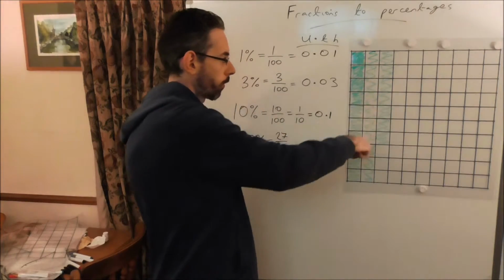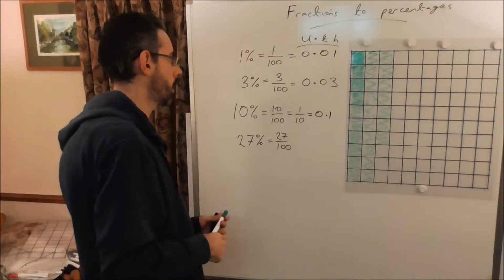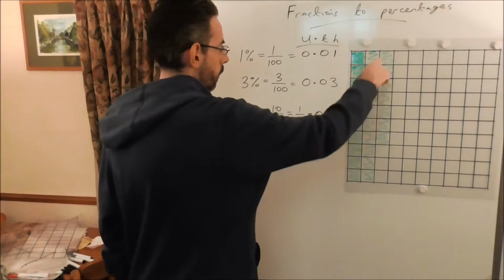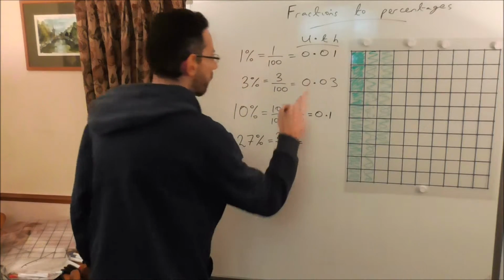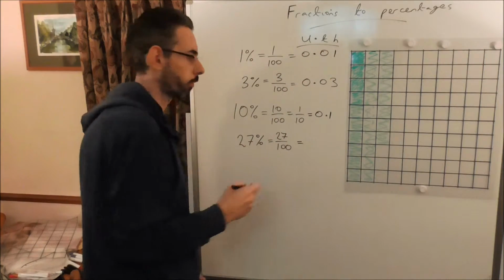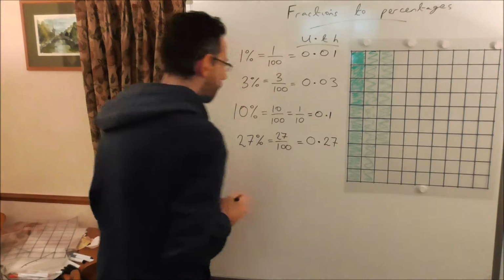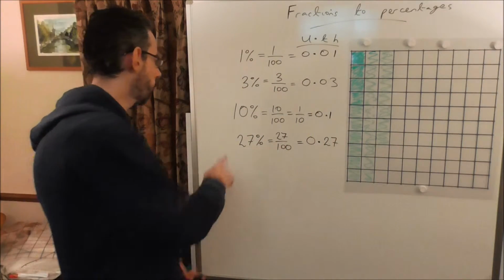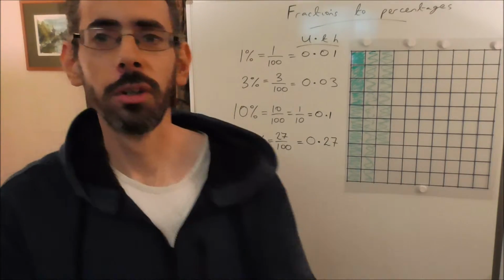Each column is 1/10 of the grid and each square is 1/100th. So altogether it's 2/10 and 7/100ths. So to write this as a decimal, I need to put a 2 in the 10ths column and a 7 in the 100ths column. So it's 0.27 as a decimal. So 27%, 27/100ths as a decimal is 0.27.